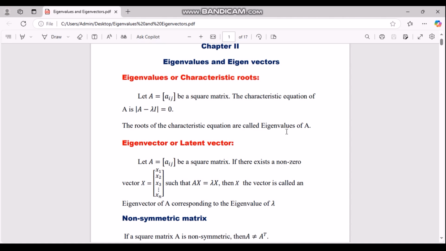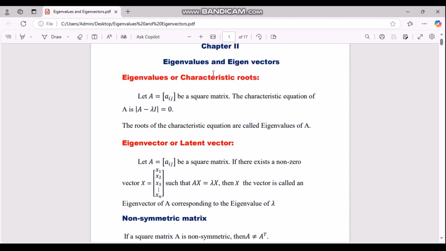Matrix, we know that it's a branch of linear algebra. The system of equations can easily be represented in terms of matrix, and obtaining the solution using matrix method is quite easier. So we are looking at matrix today. Here one of the topics we are going to study is eigenvalues and eigenvectors.